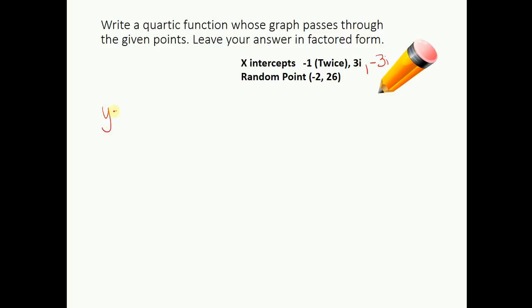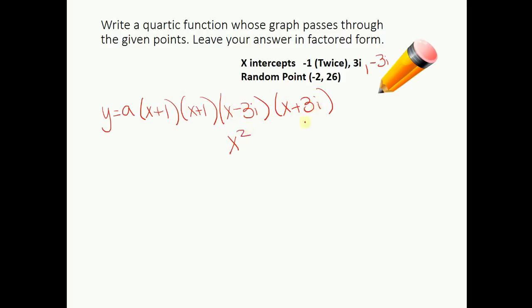So let's go ahead and write out here. So we have a. Let's write our twice negative 1, so that would be x plus 1, another x plus 1, right? And then we get x minus 3i, and x plus 3i. Okay, I'm just going to leave this kind of hanging over here. Let's go ahead and multiply this out. So x times x is x squared. x times 3i, that's just 3ix. I get negative 3ix. Notice how that's canceling.